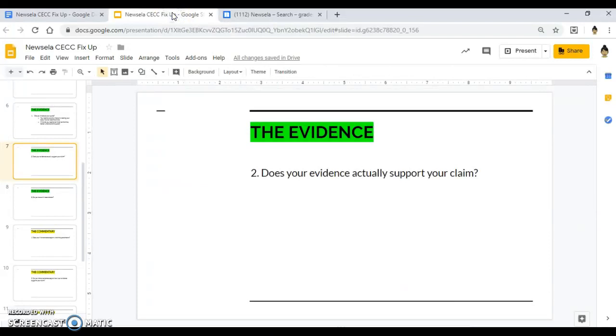Okay, so go ahead and pause here, look at your quote, and then look at your claim. Does your quote actually support your claim?